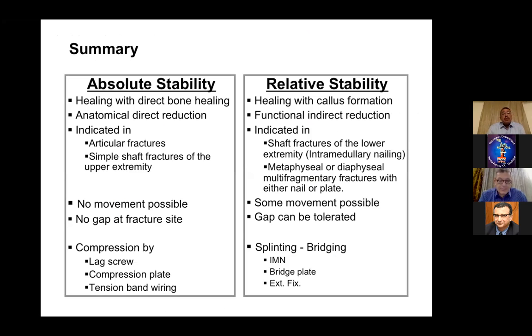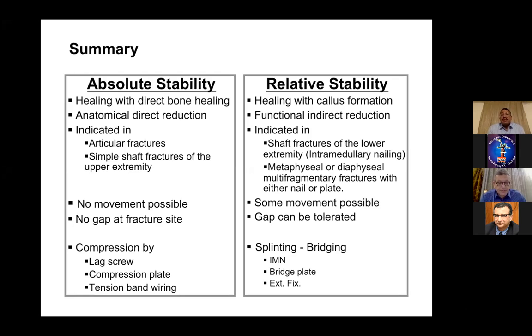If we compare absolute stability to relative stability, in absolute stability we have direct bone healing. This means internal remodeling of the bone. It can be achieved only if we have anatomical direct reduction. It is indicated in articular fractures, simple shaft fractures, especially of the upper extremity. There is no movement possible at the fracture site, no gap at the fracture site. It can be achieved by lag screw interfragmentary compression, a compression plate, and tension band wiring or tension band mechanism.